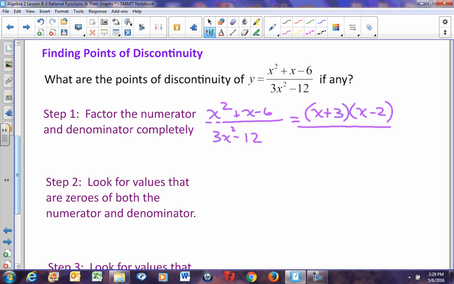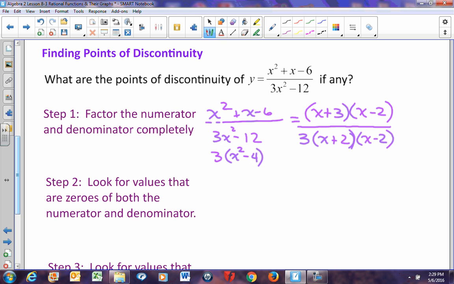The denominator will factor out too. First, I can take out a 3, and I get x squared minus 4, and that's the difference of squares. So that becomes 3 times the quantity x plus 2 times x minus 2. Hopefully you remember your factoring. We've done it quite a bit this year, and a lot when we were in Algebra 1.